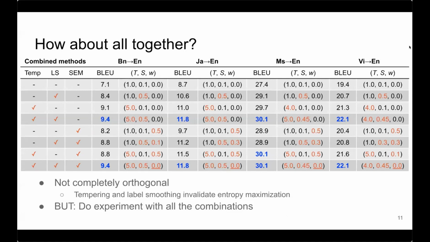Ultimately, it turns out if all three methods are to be used together, the softmax entropy maximization method ends up being redundant. In other words, the combination of temperature and label smoothing is the best. So these methods are orthogonal to some extent, but not orthogonal altogether. However, what we do recommend is to experiment with all of the combinations, because there is a certain trend that is observed where using the three methods leads to consistent improvements in a number of cases.